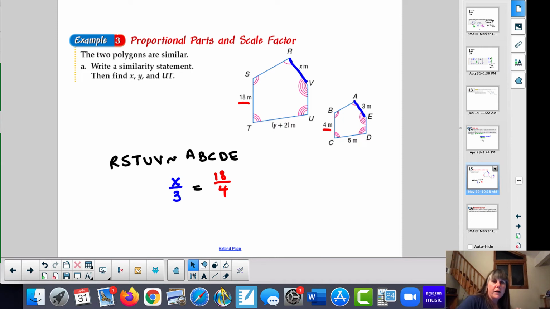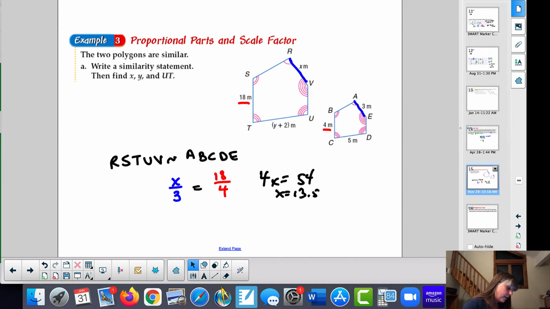It doesn't matter if you write corresponding sides here or if you write the scale factor here because they're equal. The scale factor would give you smaller numbers to multiply, but it really doesn't matter. At this point, we're going to cross multiply to get 4x equals 54 and x equals 13.5. Same thing for y.